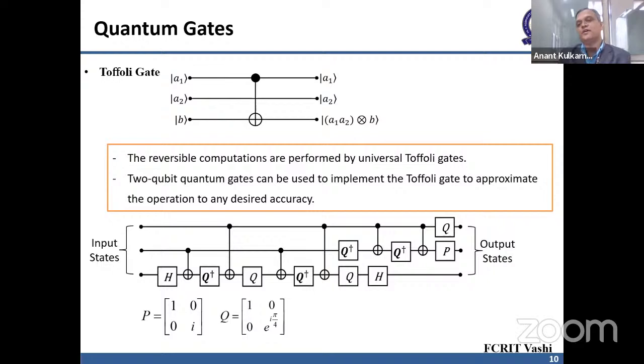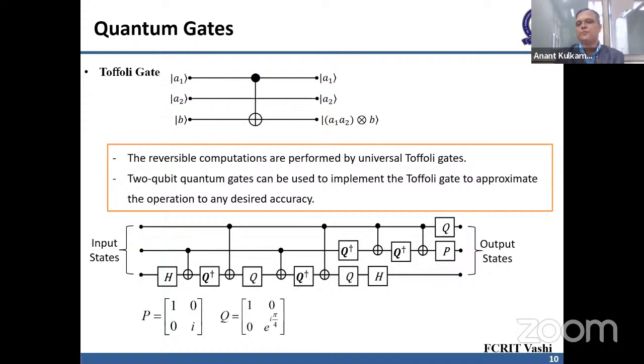If you look at the input, there are three inputs, A1, A2, and B. If you look at the output, there are three outputs, A1, A2, and some function. I will not talk about this function because it will take so much time. If A1 and A2 both are in quantum state 1, that is both are 1, 1, then only B will be flipped. If B is 0, it will become 1. If B is 1, it will become 0. Right? So we can say that this is the modified version of the CNOT gate.